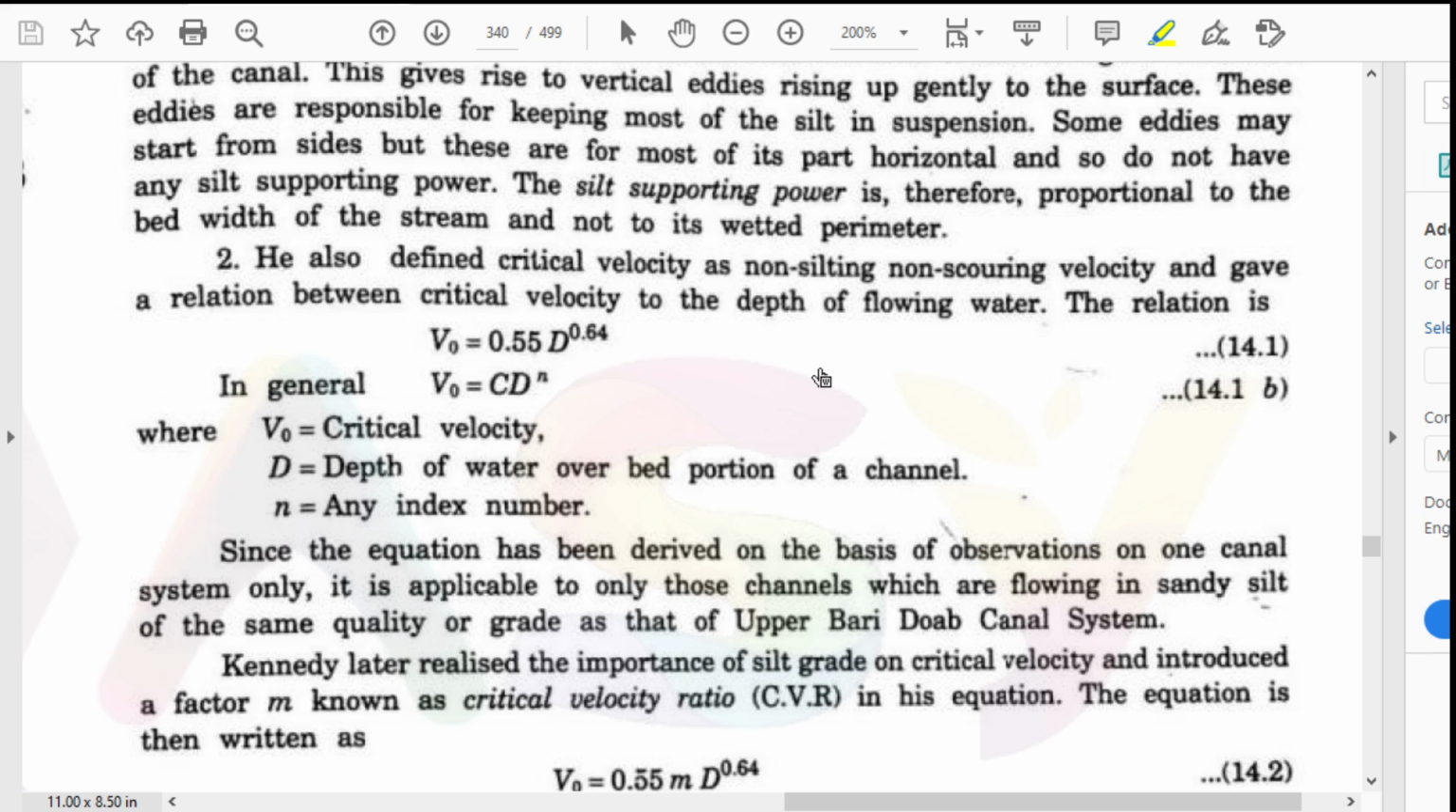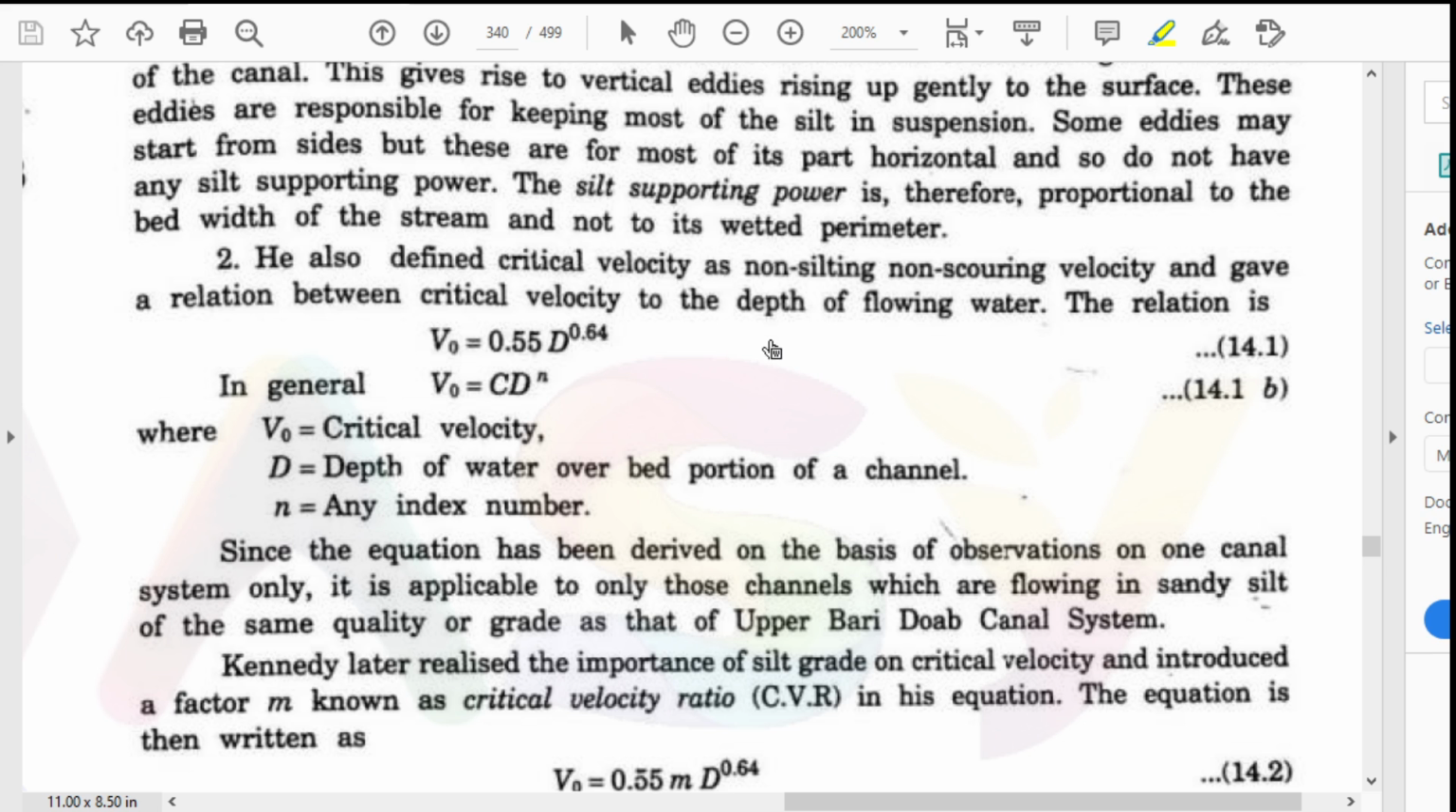Kennedy has derived a relation. What is that relation? You can see here, the relation is V naught equals 0.55 D raised to 0.64. Okay, this is the equation for a critical velocity.